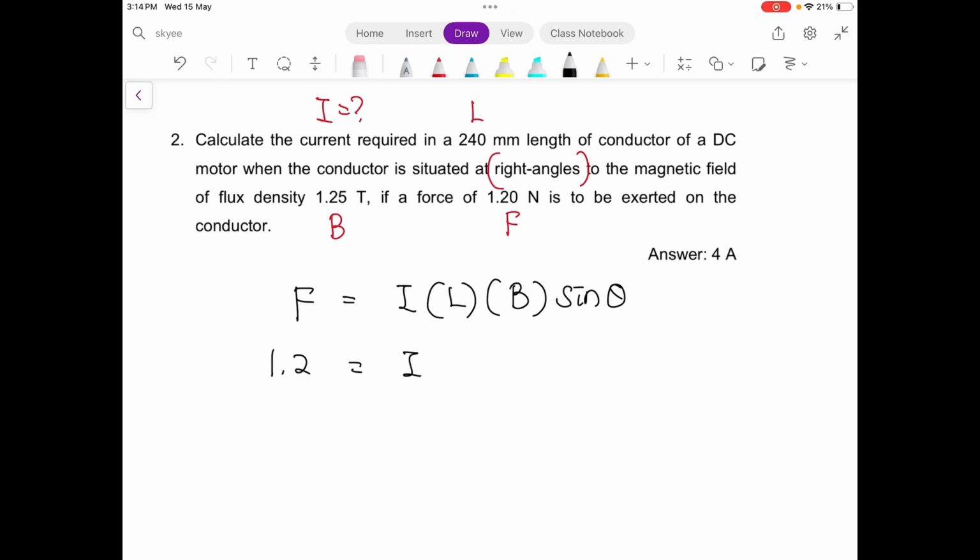Right, so you can just put them into the correct positions. L is 0.24, and the B is 1.25. And sine 90, because it is a right angle. So your I will be 1.2 divided by 0.24, so you get 4. Okay, 4 ampere.